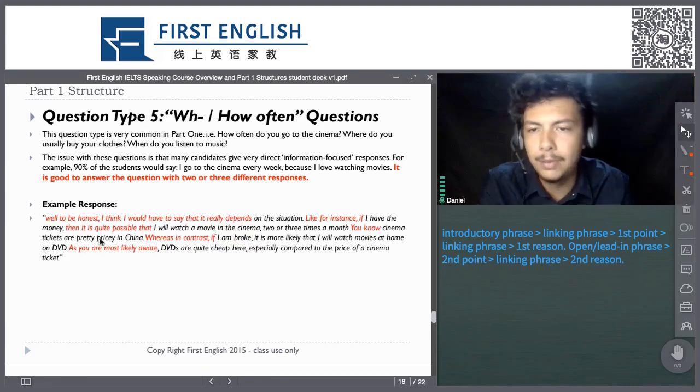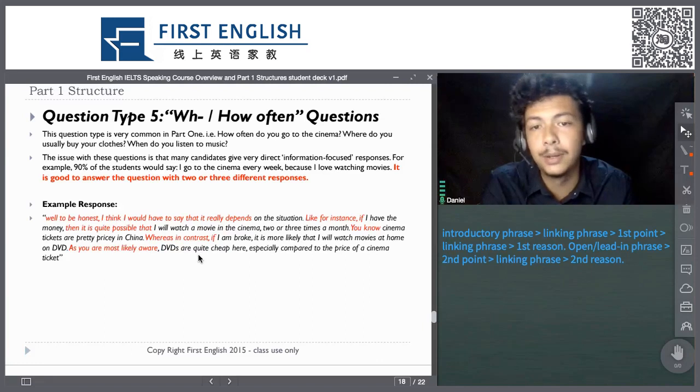Like for instance, if I have the money, then it is quite possible that I will watch a movie in a cinema 2 or 3 times a month. You know, cinema tickets are pretty pricey in China. Whereas in contrast, if I am broke, it is more likely that I will watch movies at home on DVD. As you are most likely aware, DVDs are quite cheap here, especially compared to the price of a cinema ticket.